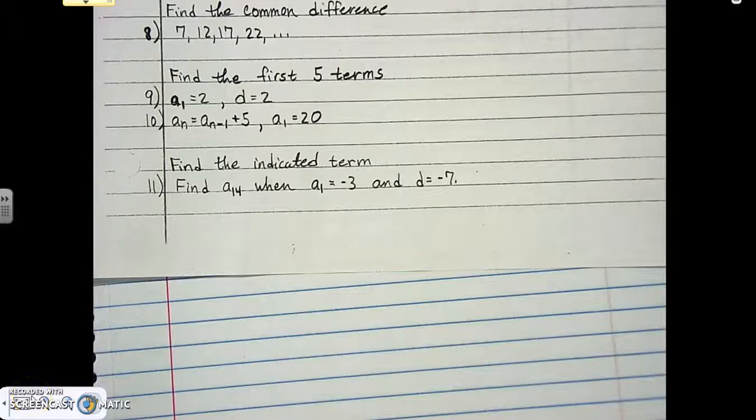All right, so numbers 8, 9, and 10, and possibly number 11 on this one also. Number 8 should be very simple and easy. We're just finding a common difference. Number 9, again, you just find the first 5 terms, but they only gave you the first term and the common difference. And then 10, they give you the recursive formula there to be able to figure out the next 5 terms, and they give you A1. And then you're going to find that indicated term for number 11. So this should be very simple and easy.